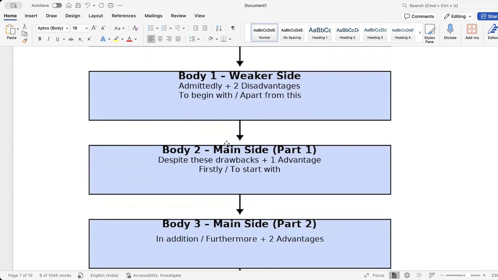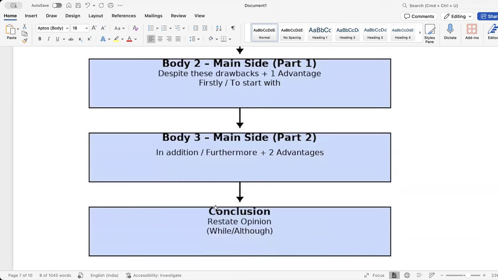Then I come to the second body paragraph, which is the main side or the stronger side. In this case, I'm going to use the despite connector and write my points. Give that and write the main side firstly, and then in addition, furthermore, and so on: 3 points in 2 body paragraphs. I go for a 3 body paragraph approach here, so I'm teaching you that approach. I already told you the 2 body paragraph approach is all right. I prefer the third one, so I'm teaching that. If you're comfortable with the 2 one, go ahead and do that. I just feel this is easier for students, so I teach this.